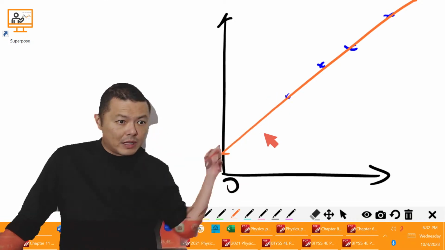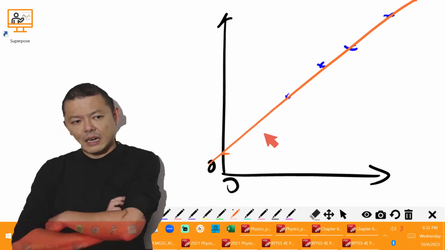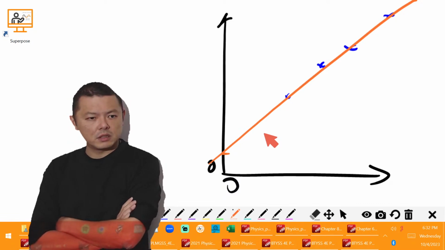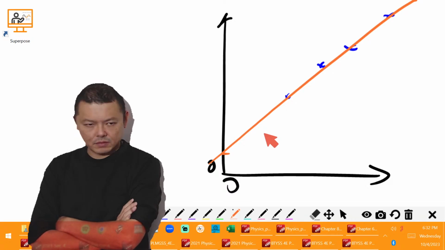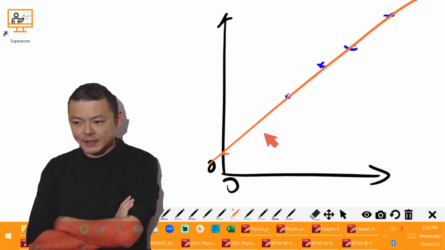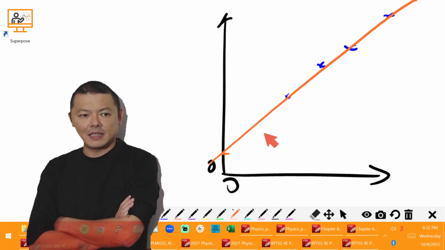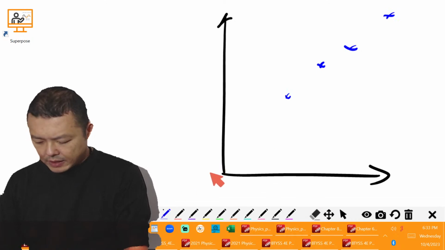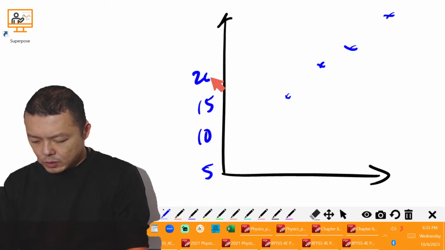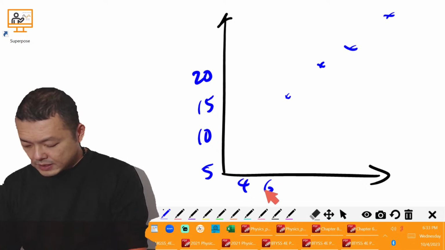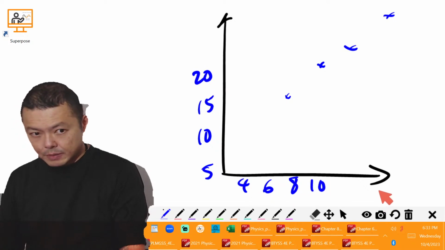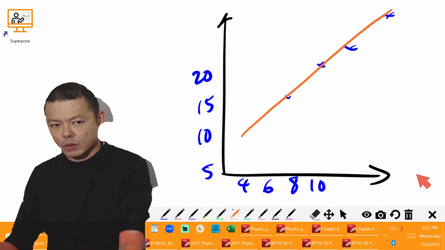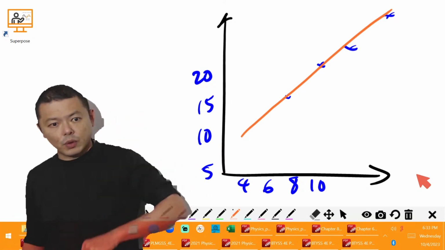Or just go past that thing, if your graph starts from 0, 0. If it doesn't, for example if it starts from 5, 10, 50, 20, and this one here is 4, 6, 8, 10, then you draw your line of best fit, but don't go and cut the axis, because that wouldn't give you your mark.